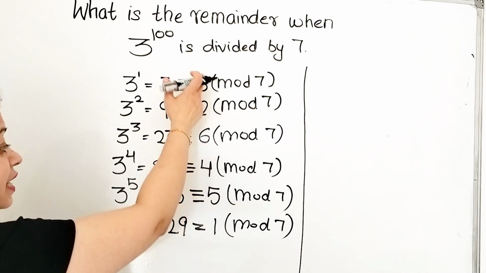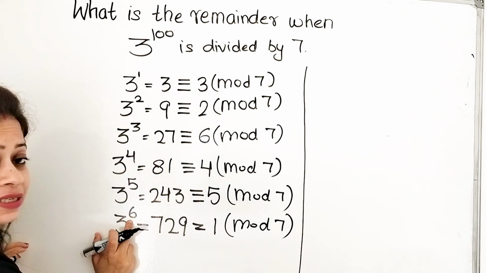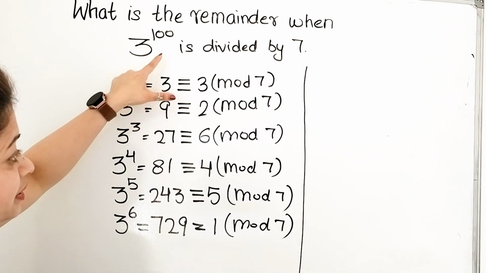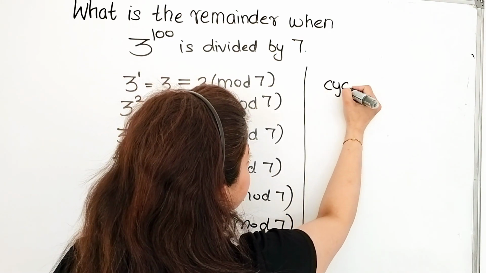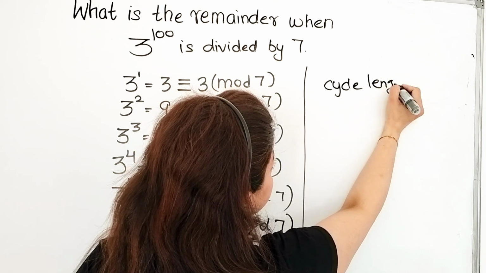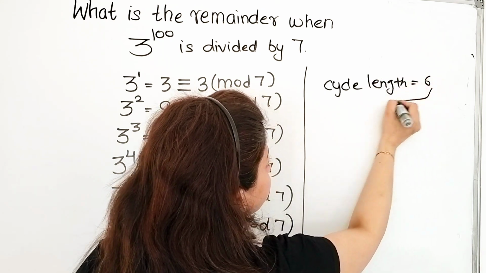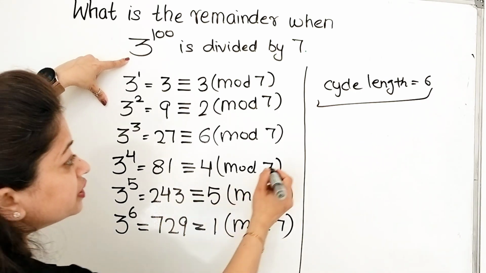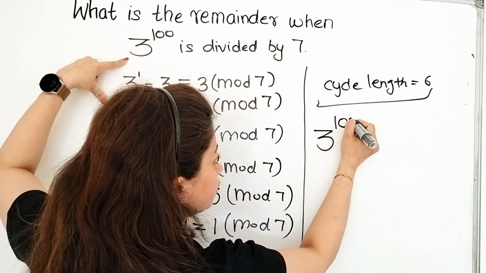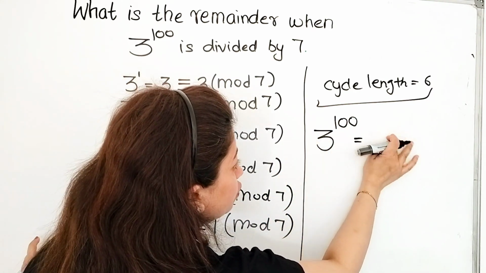So the cycle length is what? Cycle length is 6. You always need to see this cycle length only until you get 1. Okay. So here you can say cycle length is what? 6, right? After that, what will you do now? This is 3 raised to power 100. You divide it with 6. What will you get remainder?